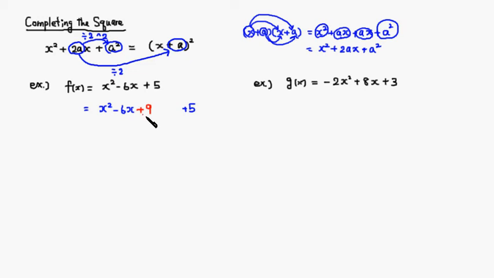But since this would change the function, I'm going to subtract 9 right away so that we don't change the function. Then we can group the first three terms together, so I'm going to put parentheses around them. These three terms, x squared minus 6x plus 9, are together. Then you have -9 plus 5. We're going to put them together later.